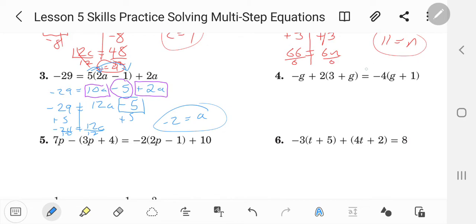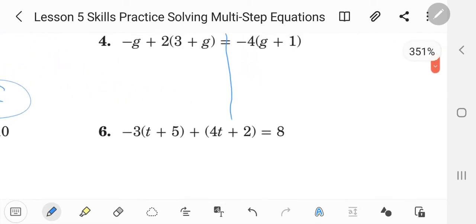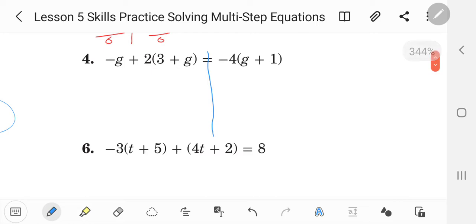Ooh, this one's tricky. There's all sorts of craziness going on here. I'm going to make it bigger so I have some more space to work. Anytime there's no coefficient, that means no number to the left of the variable, all right, then we're just going to slide a 1 in. So notice I'm sliding a 1 between the negative and the g, so it becomes like negative 1g. All right, and then I have a g here after the 3, right? 3 plus 1g, and then also here I have a 1g plus 1, okay?